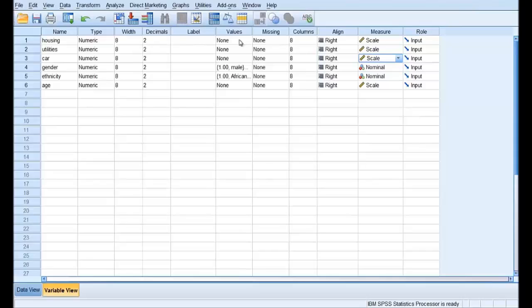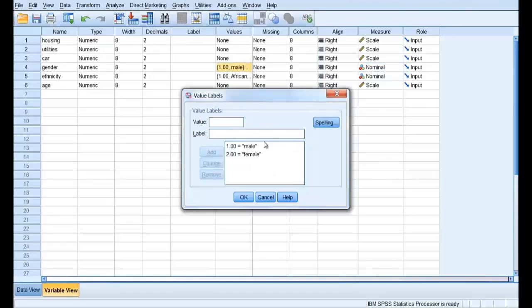And because all three of housing, utilities, and car are ratio variables, that means that there are no categories to have. It all has to do with numbers. However, if you notice for gender, those are categorical variables, or we can call them nominal variables. So gender and ethnicity are both nominal variables, and that's why they're listed here as nominal. If you go to the labeling for gender, 1 is equal to male and 2 is equal to female, and I set those automatically like we did last time.